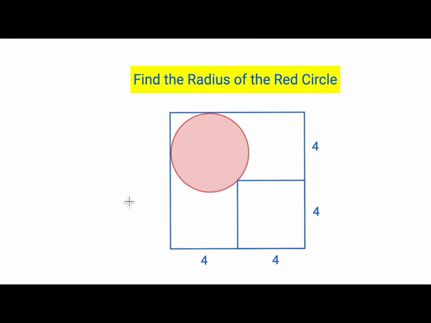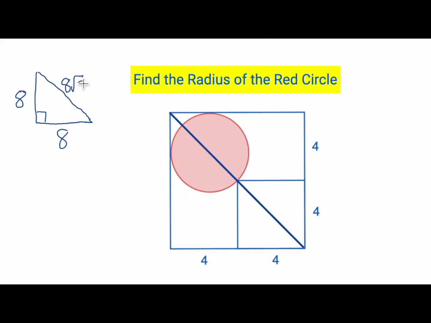All right, first thing I'm going to do here is draw a diagonal of the big square. Okay, now on the big square, that diagonal, the bottom of the square is going to be 8. The side of the square is going to be 8. Using the Pythagorean theorem or properties of isosceles right triangles, we know that this is going to be 8 root 2.